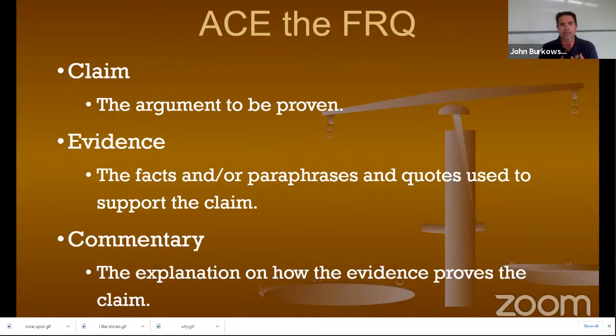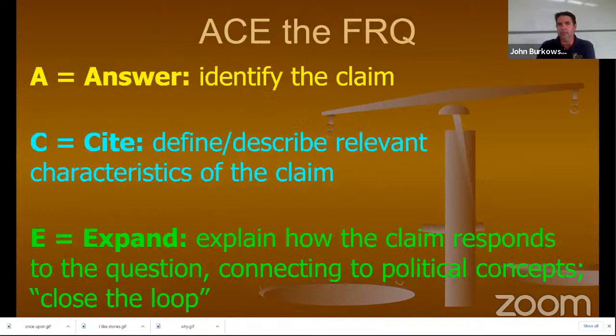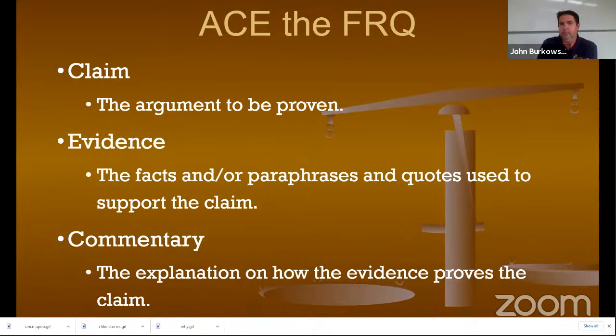So what I did was apply that to ace the FRQ. You do this for these particular tasks, and of course, you can apply this even to the argumentative essay. So A stands for answer, which means to identify the claim, which is very similar to making the argument to be proven. C stands for cite.